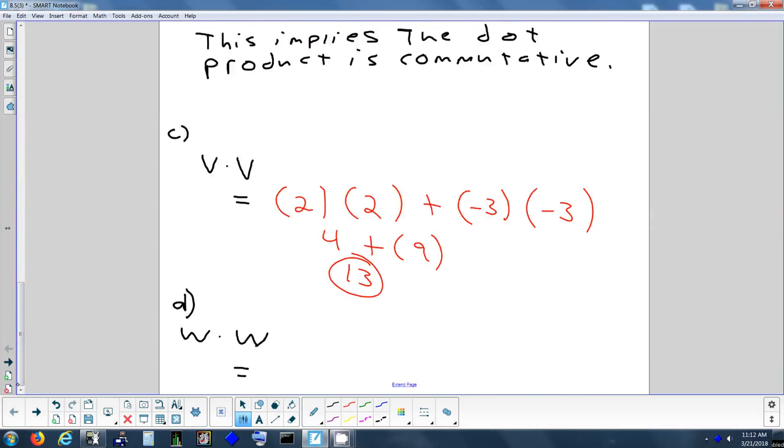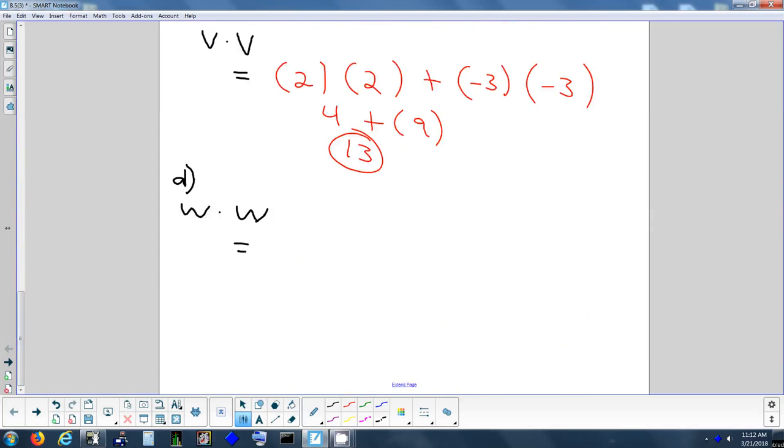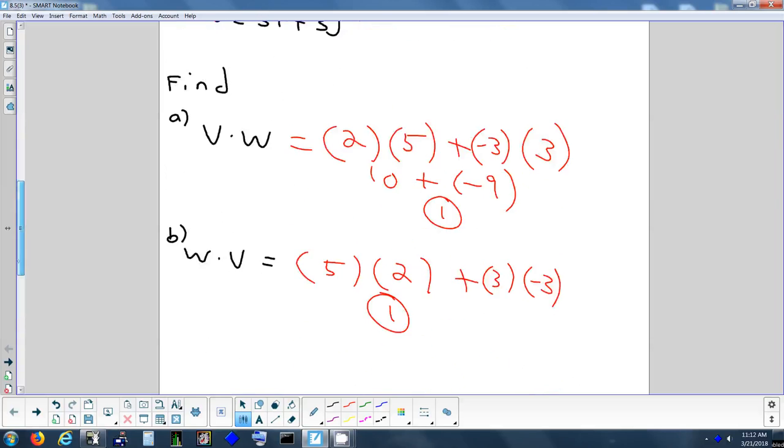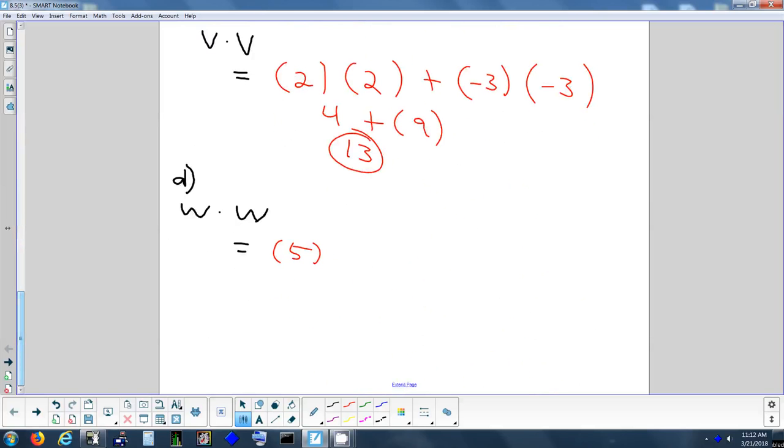So it's almost like finding the magnitude, but you didn't take the square root. Okay, let's try that again with W and see if that works. How would you do W dot W? 5 times 5 plus 3 times 3. Yeah, it would be 5 squared plus 3 squared, which is almost finding the magnitude. The only step you didn't do was take the square root. So that is really the magnitude squared. If you wanted to know the real magnitude, you should take the square root of that.